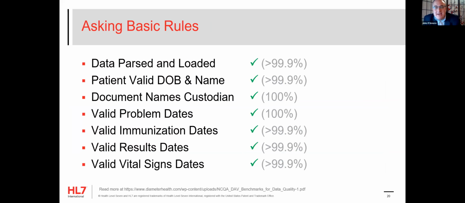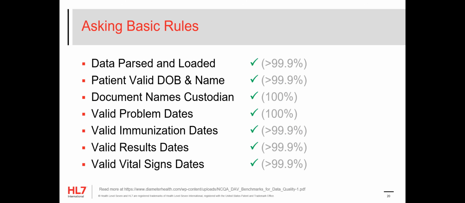We had over 20 different rules that we evaluated as part of Healthy Connections, asking very basic stuff like, once you receive these documents, do they process through software? Can you get all the data out of them? Do patients have valid names? Do they have date of births for it? You don't want to just have the initials of the patients. You want to have their full name. Does the document name a custodian? Do they have valid dates for problems and immunizations and results and vital signs?